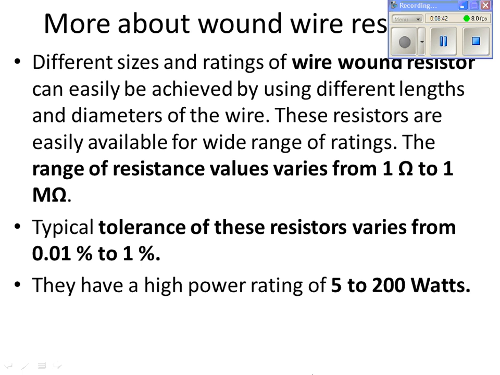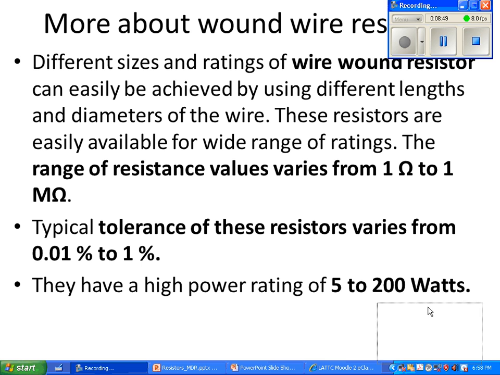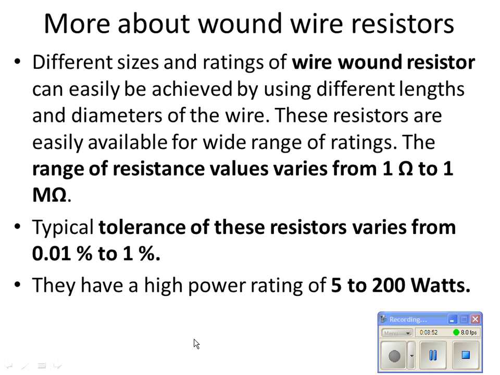Now, one of the things I do want you to take notes on now or sometime soon after you see this thing a second time is that the range of resistance values varies from 1 ohm to 1 mega ohm. Typical tolerance of these resistors varies from 0.01 to 1%. What does that mean? That's a really tight variance, isn't it? Really tight range. 0.1 to 1%. That's a really good resistor. Okay? And they have high power ratings of from 5 to 200 watts. So please write those sets of numbers down. You may see them again someday.